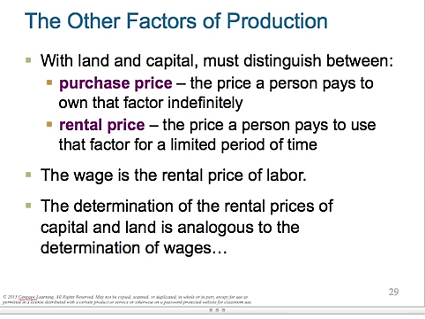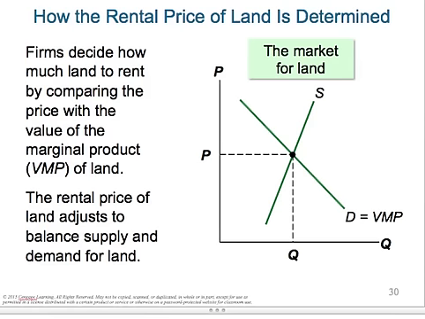Now, we have seen how workers are compensated, what determines how much the owners of land or capital earn for their contribution to the production process. First, to determine this, we must distinguish between the purchase price and the rental price of these factors, as illustrated on this slide. Then we apply the lessons we learned about wage determination to help us understand the determination of rental prices for capital and land. So we're moving away from wage and we're moving into capital and land.